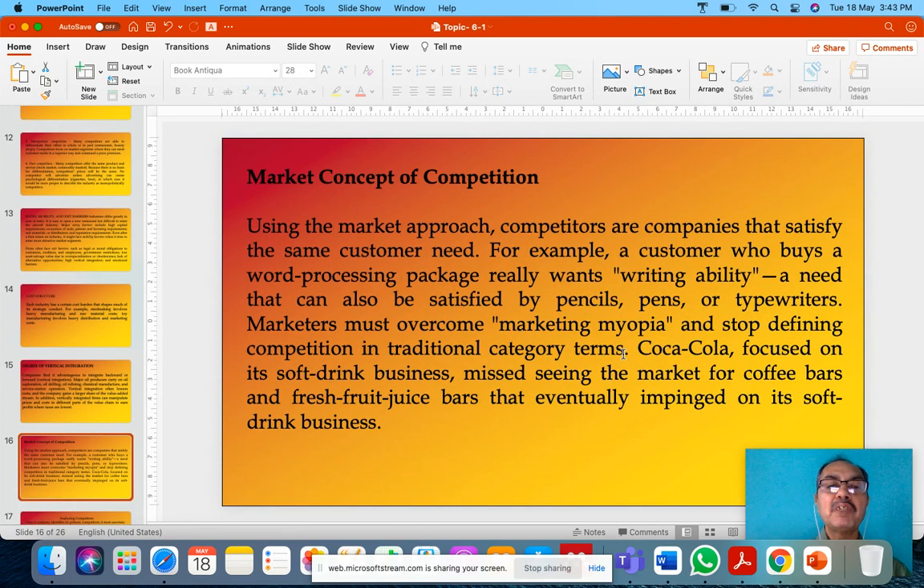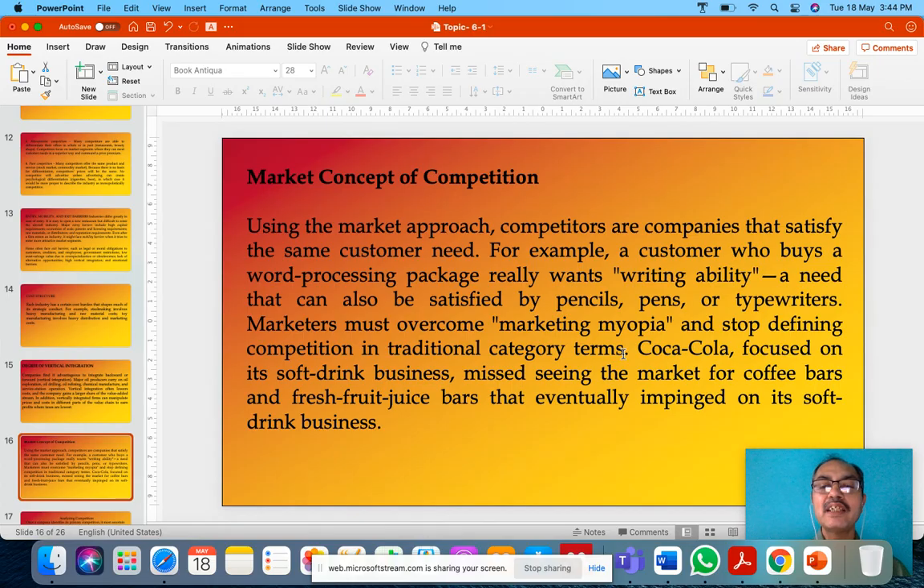Then the market concept of competition. Using the market approach, competitors are companies that satisfy the same customer. If you talk about Coca-Cola, in the soft drink market they are going to compete with Pepsi and all, but definitely they should also look at coffee bars and fresh fruit juice. They are also competitors, and even a glass of water, simple water, is also going to compete with that. So again, I'm going to remind you of the concept of marketing myopia. We should understand our competitors based on which need we are going to satisfy.